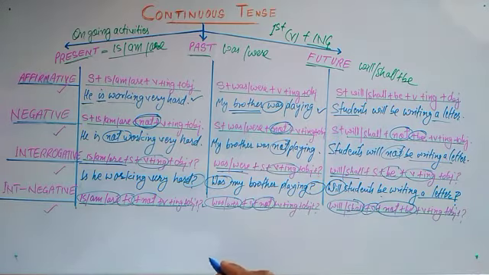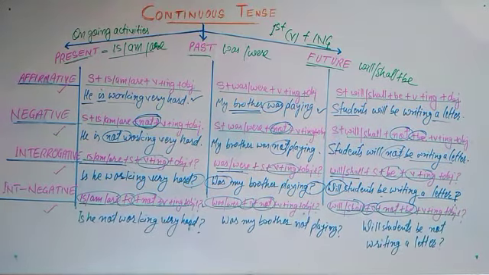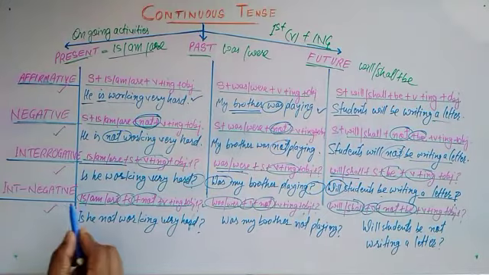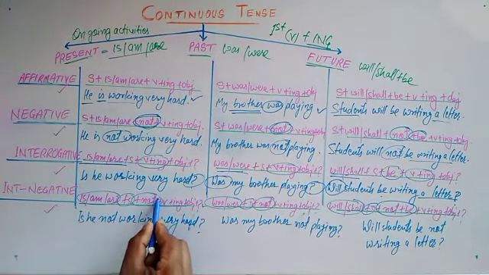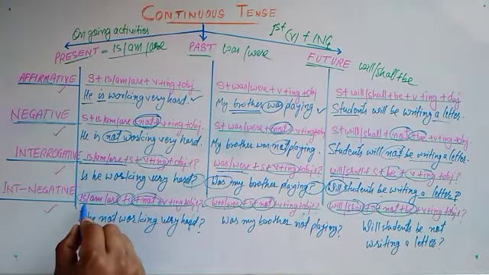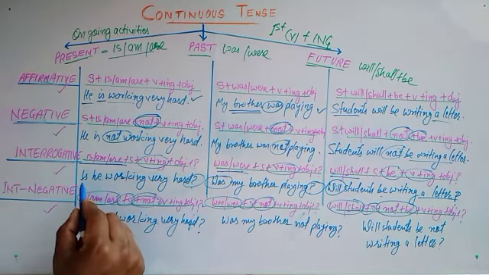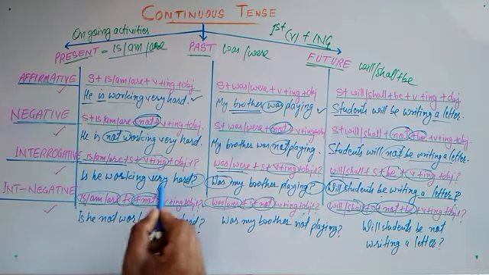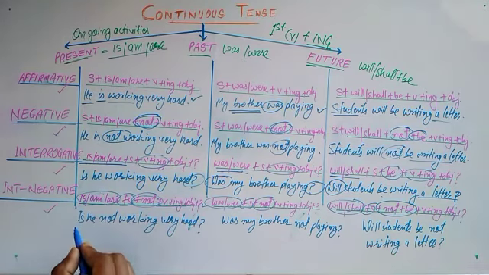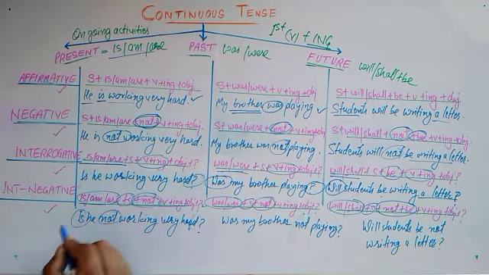Let's take examples. Students, look at the given sentences. Interrogative negative sentence, we added here not because it's an interrogation as well as a negative statement. "Is he not working very hard?" So here we wrote "is he working very hard?" So here we change it into "is he not working very hard?" So it is interrogative cum negative with not.